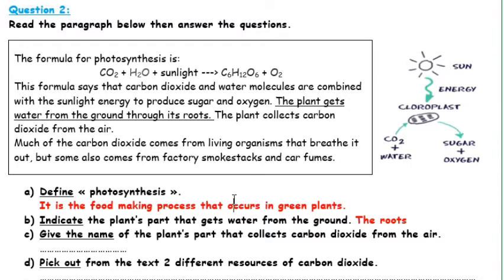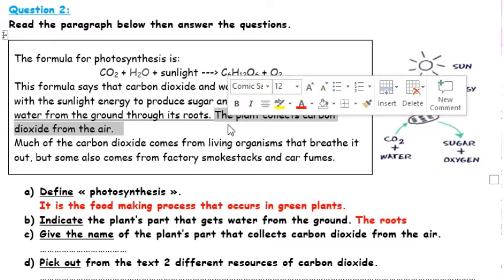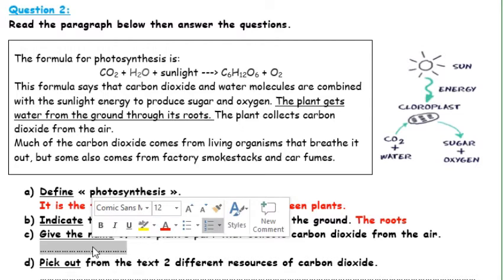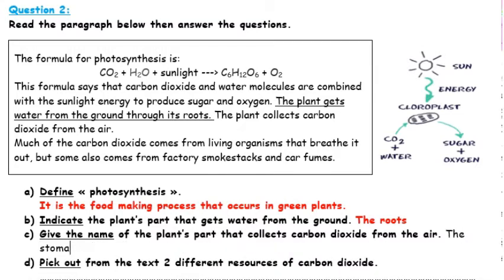Give the name of the plant's part that collects carbon dioxide from the air. In the text, they said the plants collect carbon dioxide from the air, but they didn't mention how a plant gets it. So, how does carbon dioxide enter the plant's body or the plant cells? It's through tiny openings called the stomata in the leaves.